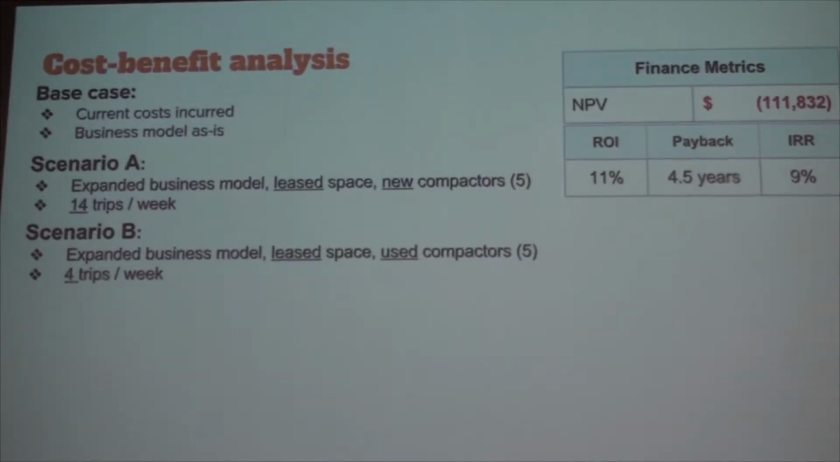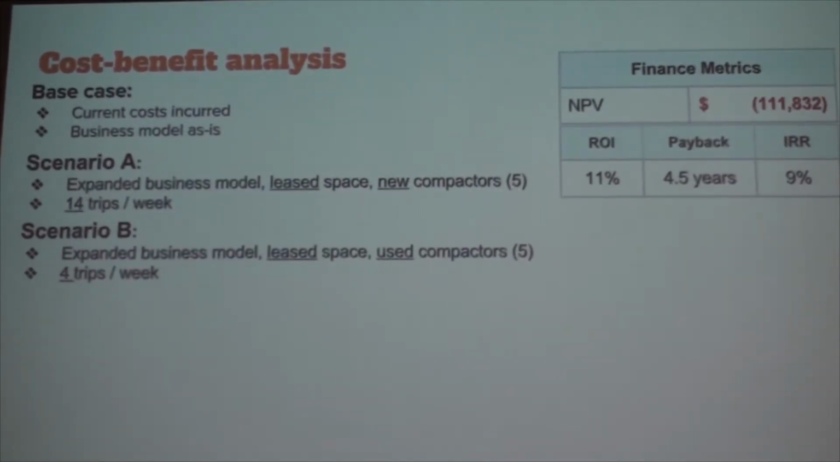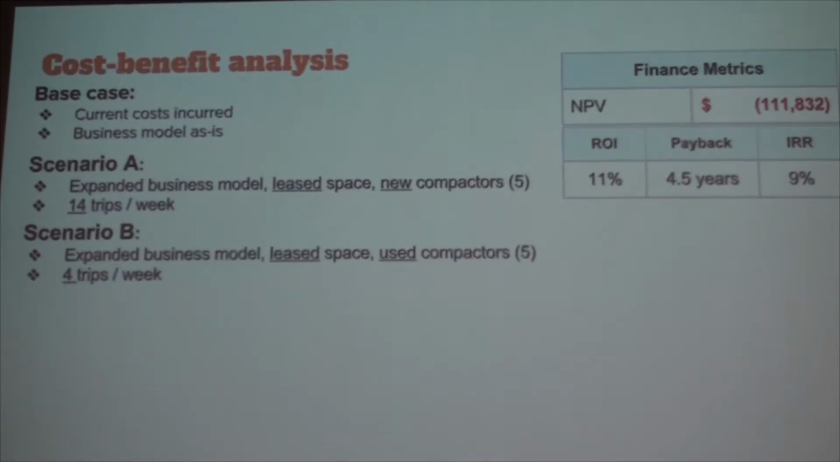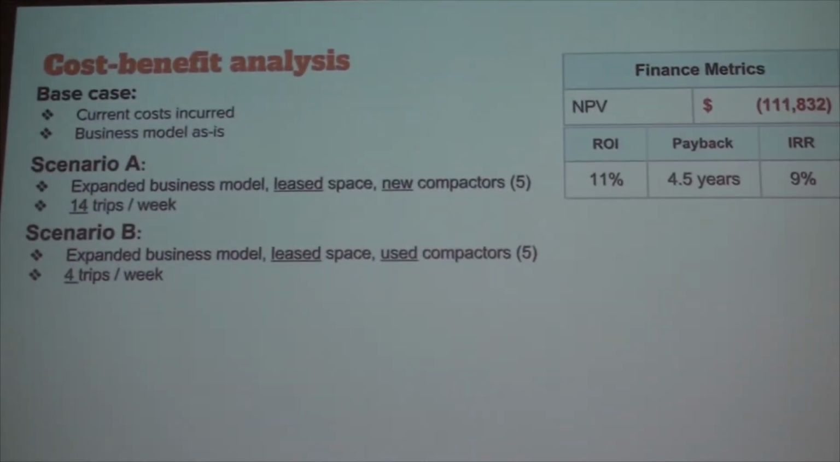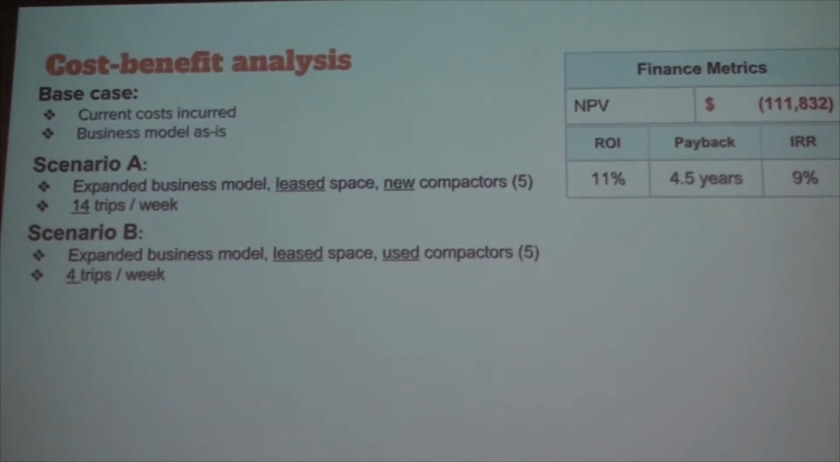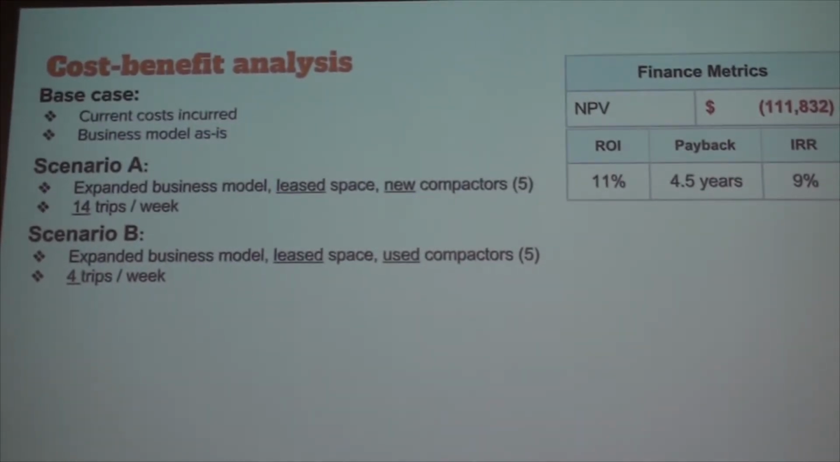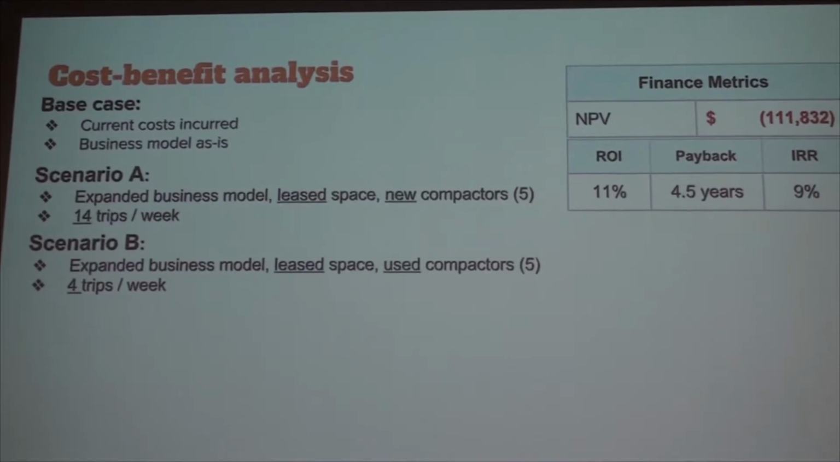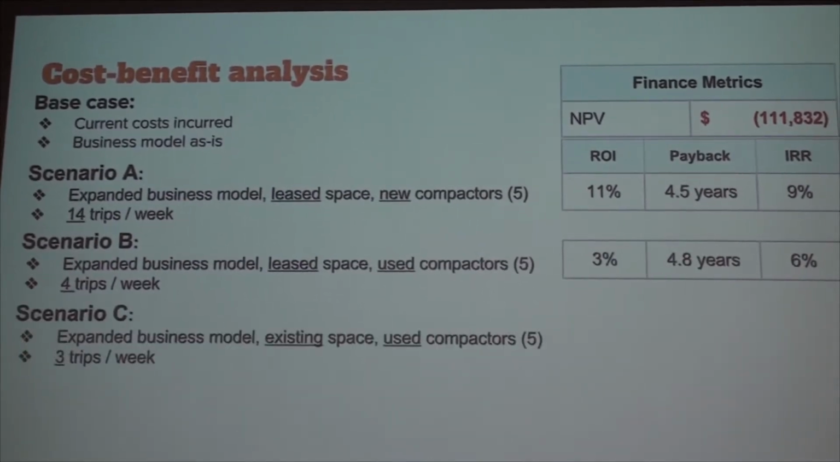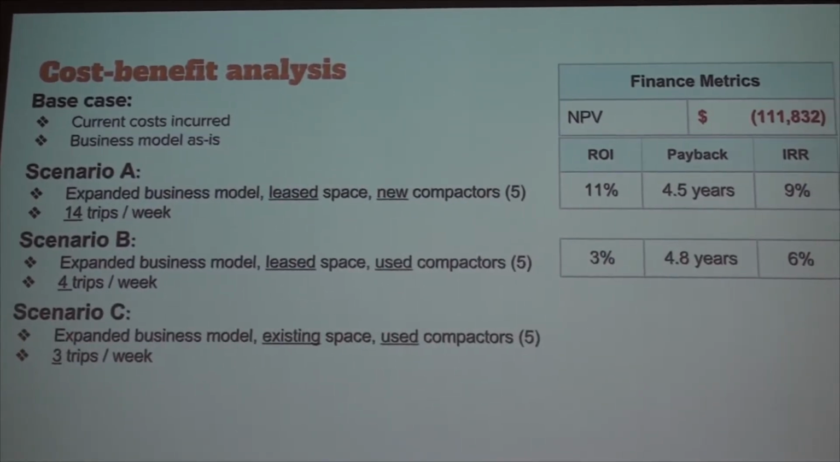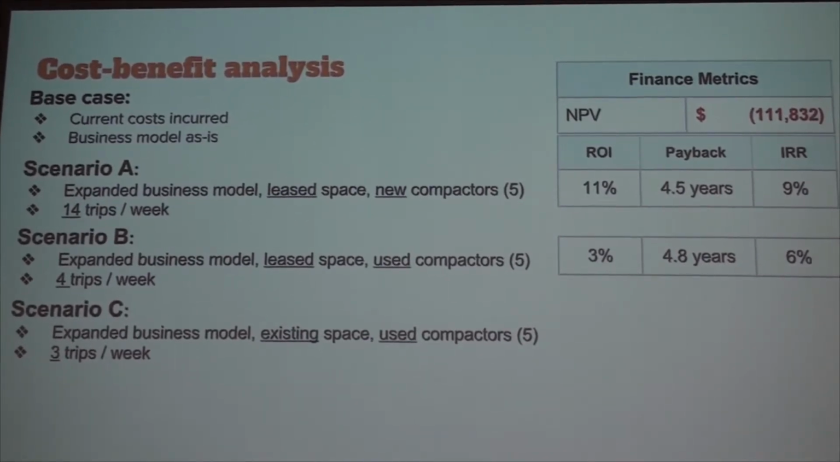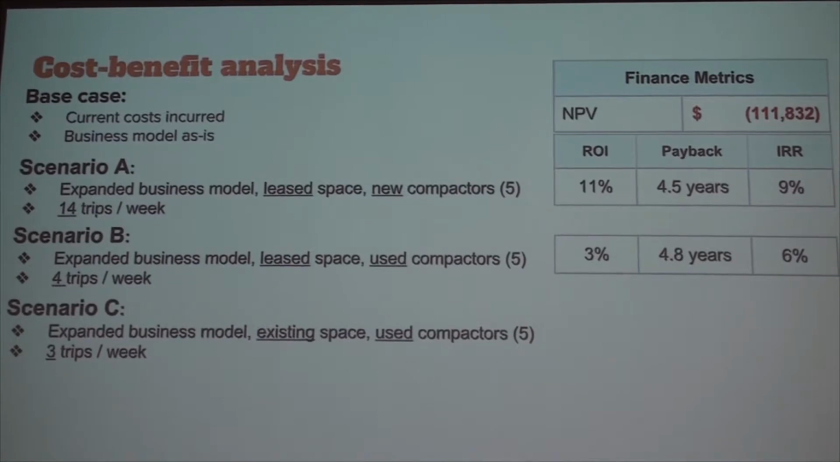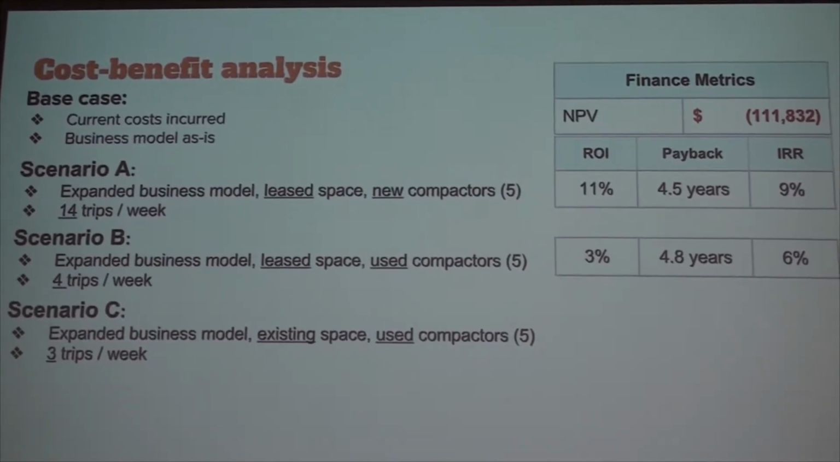So the second scenario we considered was also an expanded business model. We leased space, but we bought multiple used compactors. And this situation will be profitable if the company does 4 trips per week to the drop-off station, which is only 2 more than the current amount of trips per week. So next we removed the cost of the lease space by using Compost Crusader's existing warehouse, but kept the expanded business model with multiple used compactors.